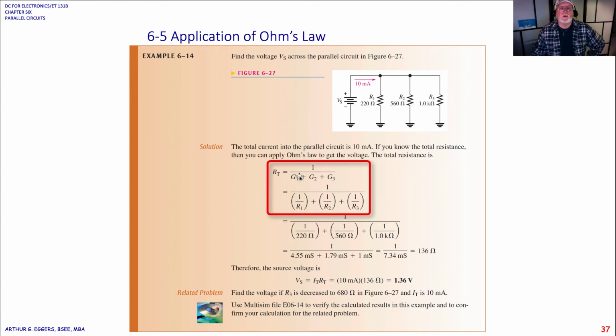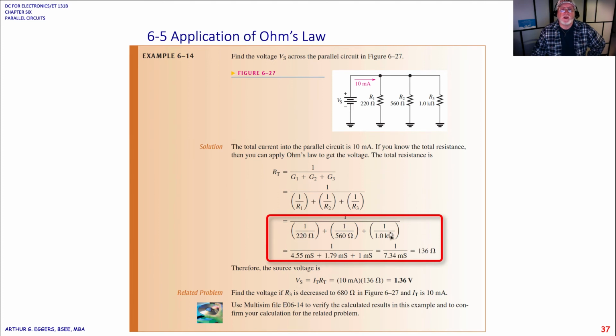So if I go back to the relationship of total resistance being equal to 1 over the total sum of the conductances, and I know I can invert each of those relationships from G to R, then plug the values in for R1, R2, and R3, 220, 560, 1K ohm. When I get those values, then I can sum them, which gives me my values in siemens or millisiemens. I can sum them together. I get 743 millisiemens. Now I invert this one more time, and I get 136 ohms.